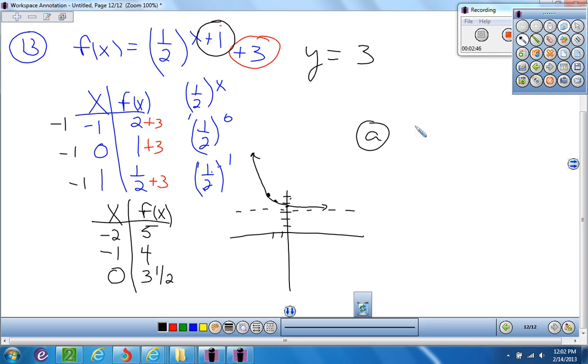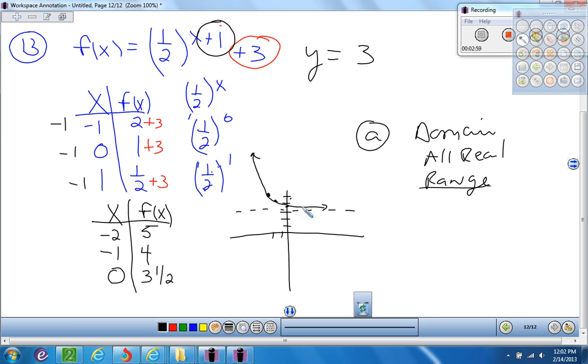So the A part asks us for the domain. Domain is all real numbers. X can be anything. Okay, then the range, we're going to get closer and closer to 3. And so our y has to be bigger than our asymptote. So y is greater than 3.